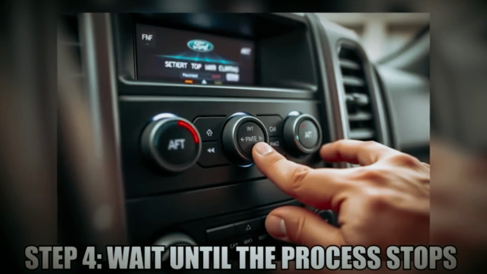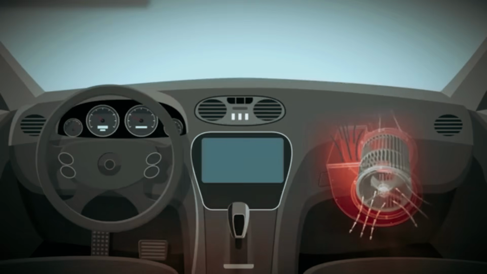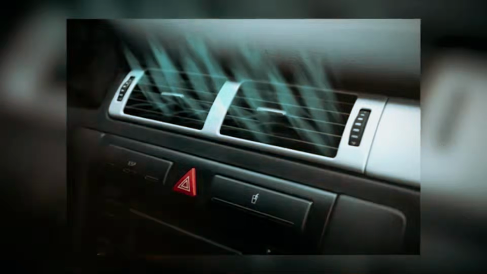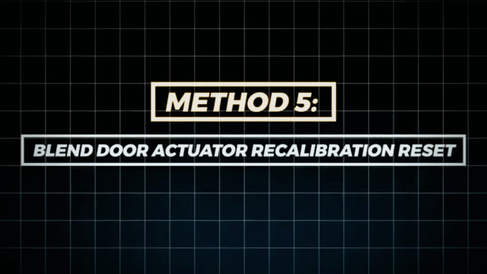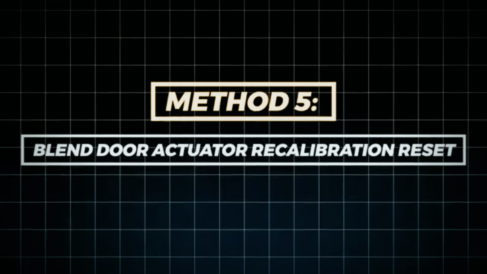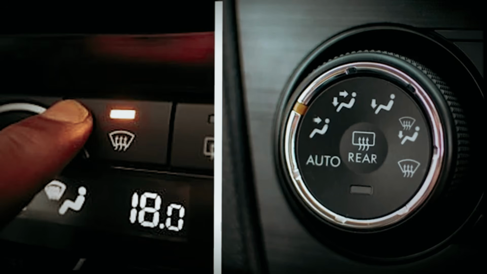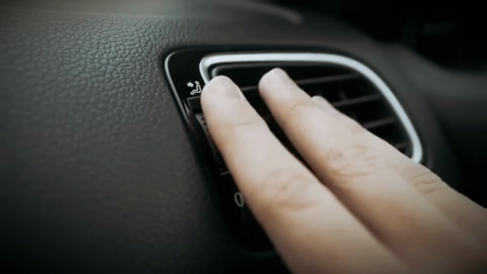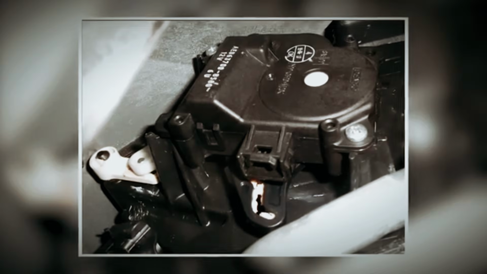Step 4. Wait until the process stops, which takes 30 to 60 seconds. Step 5. Turn the AC back on. This method is perfect if your car blows hot on one side and cold on the other. Method 5. Blend door actuator recalibration reset. When the AC blows only through certain vents or refuses to switch between defrost and floor, it's usually the blend door actuators. These can often be reset without removing parts.